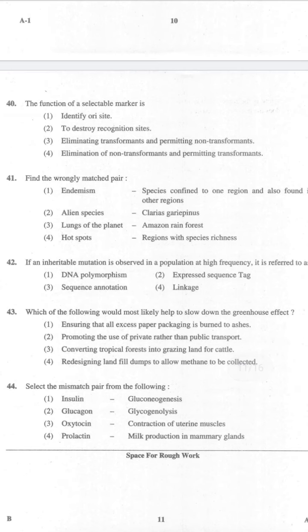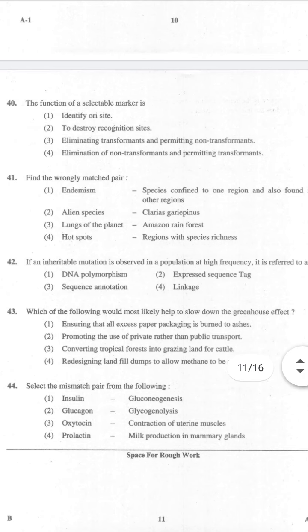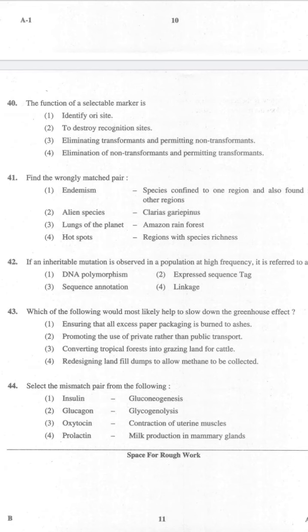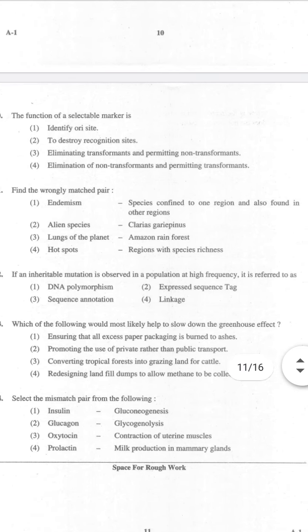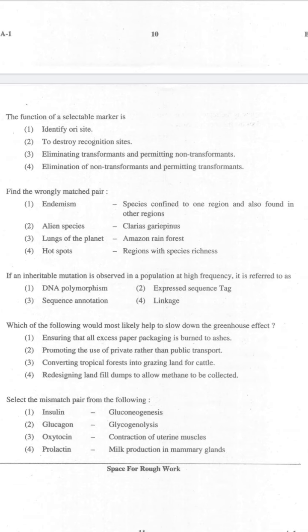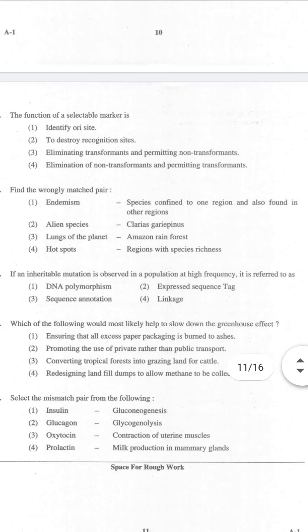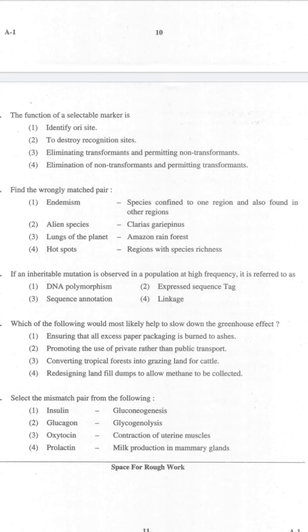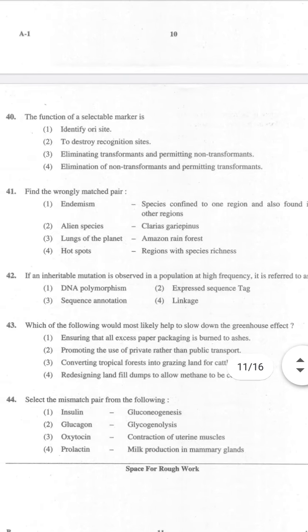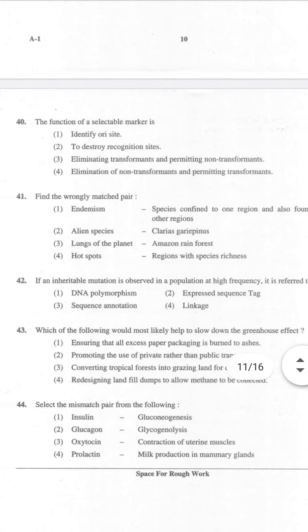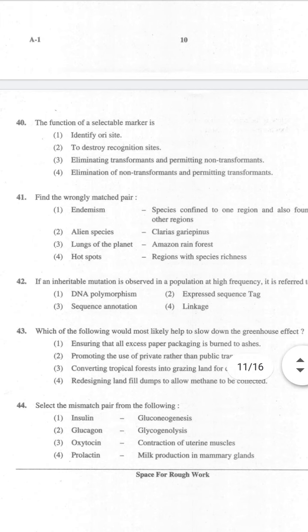So the wrongly matched pair is here. Endemism: species confined to one region and not found anywhere else. It means the first option. Understand? Endemism, species found in one region and also found in other regions, this is completely wrong. They cannot be found in other regions. They will stick to one particular region only. That is only called endemism. Understand? So let's see one more important question here.